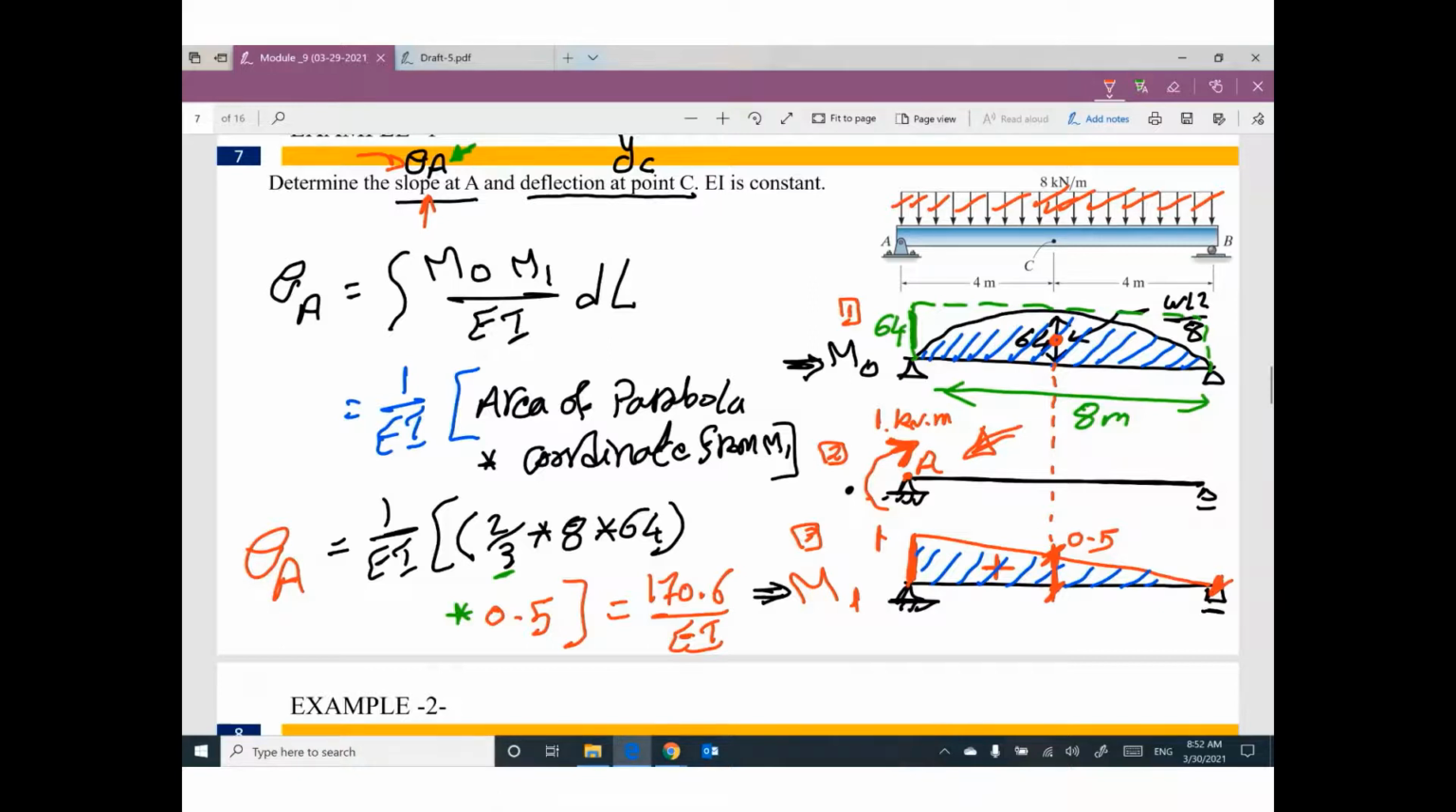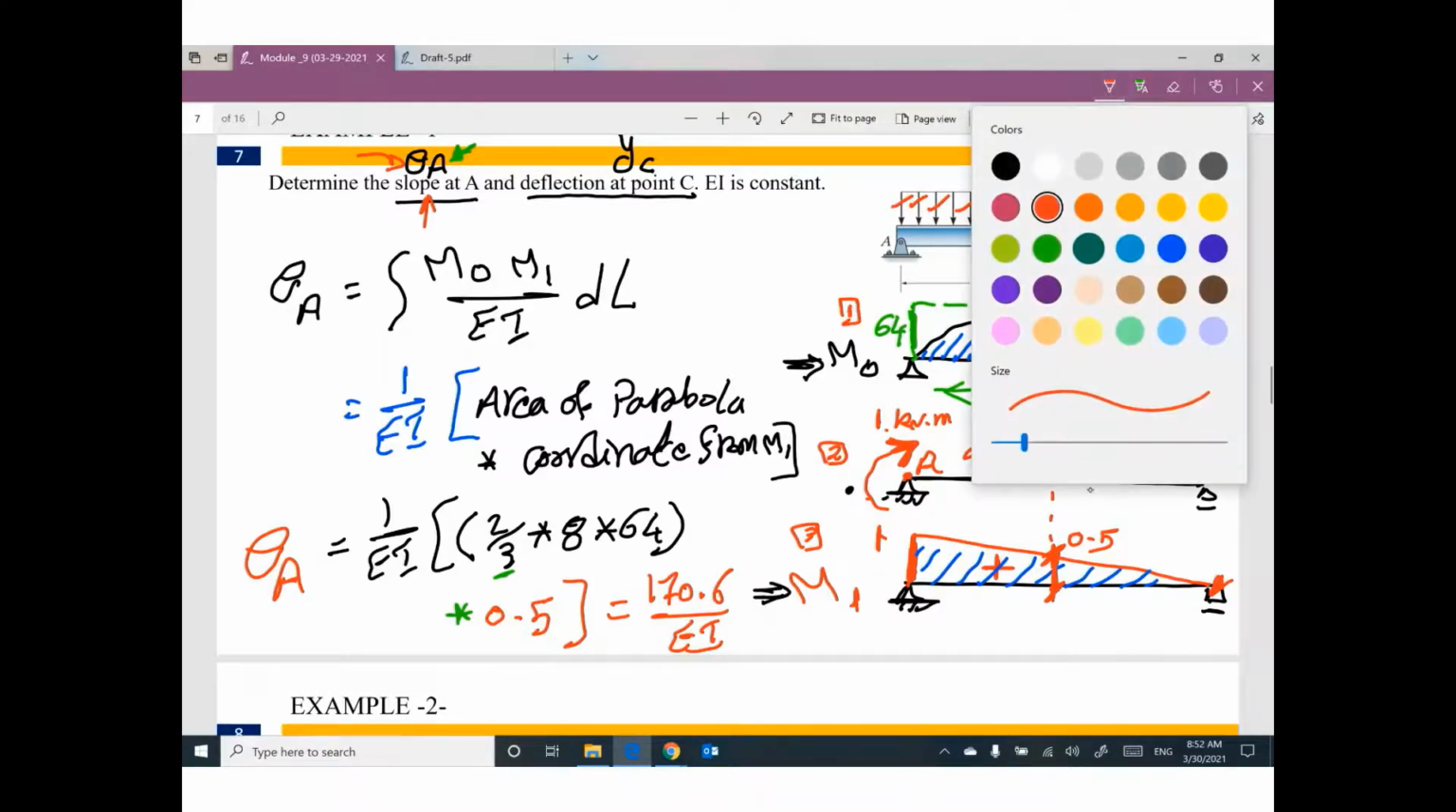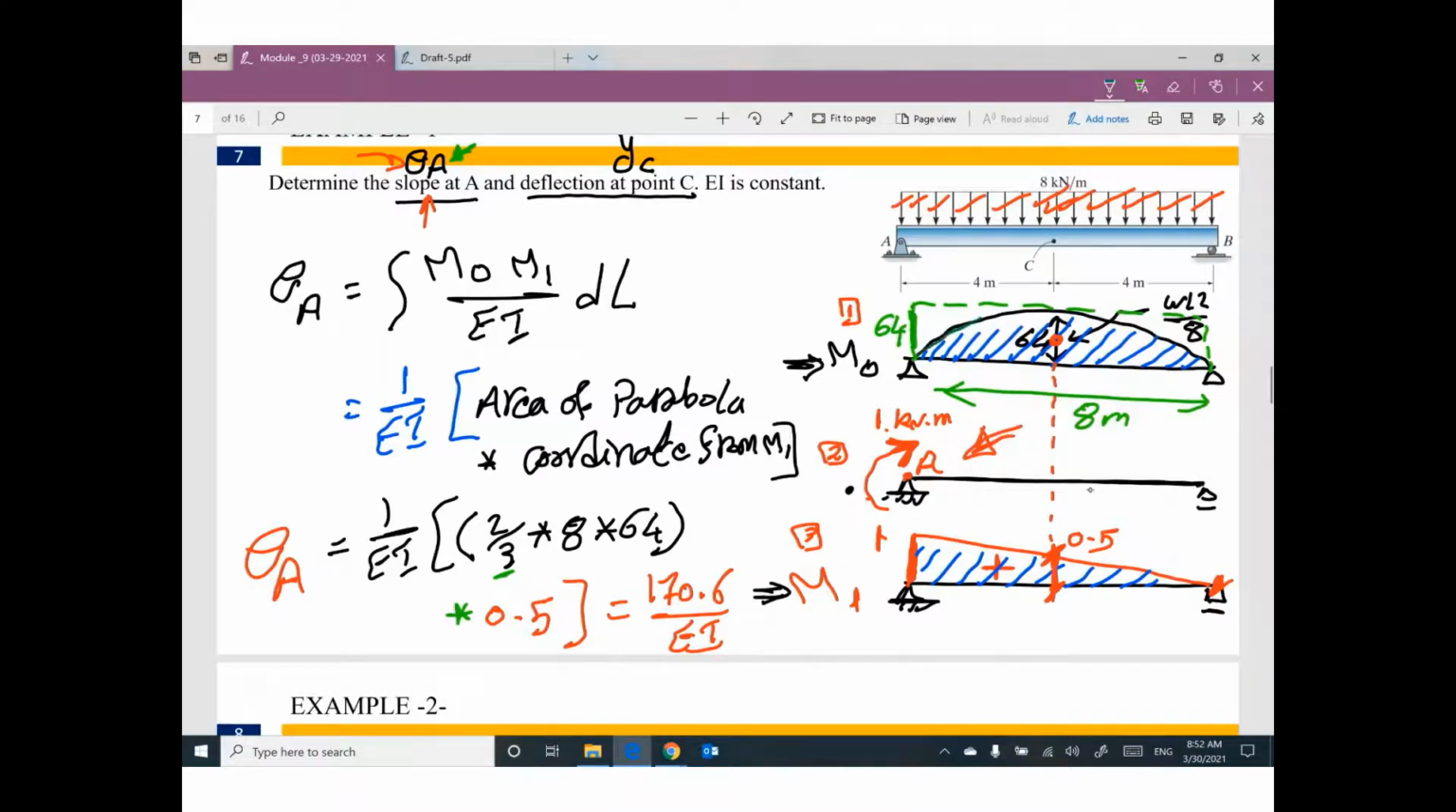Any question? Any question? So if you have a parabola with triangle, you can get the area of the parabola, 2/3 times the area of the rectangle.